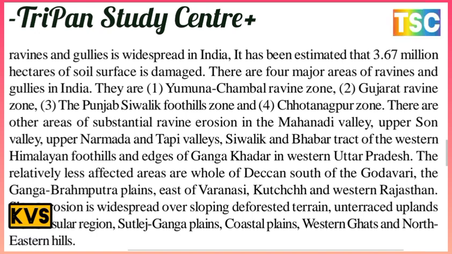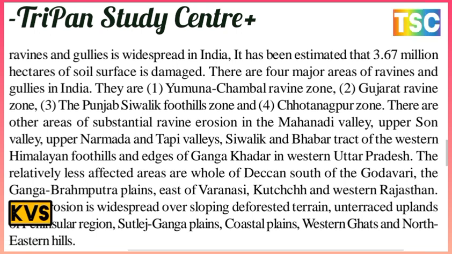There are four major areas of ravines and gullies in India. They are the Yamuna-Chambal ravine zone, the Gujarat ravine zone, the Punjab Shivalik foothills zone and the Chota Nagpur zone. The other areas of substantial ravine erosion are the Mahanadi Valley, the upper Son valley, upper Narmada and Tapti valley, Shivalik and Bhabar tracts of the western Himalaya foothills, and edges of the Ganga Khadar in western Uttar Pradesh.